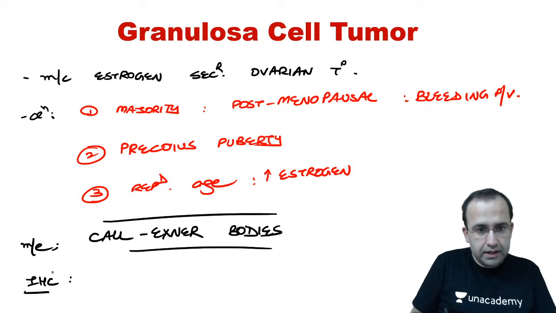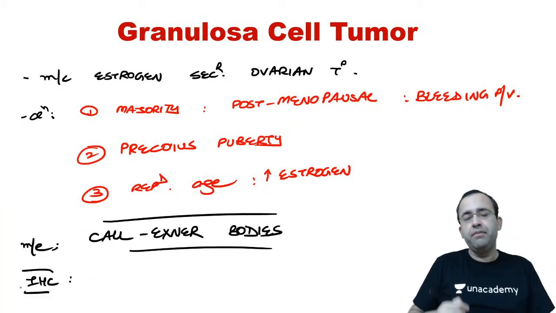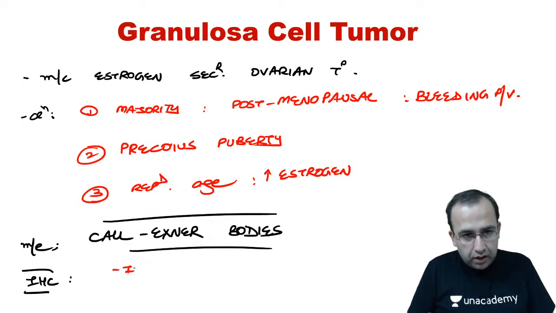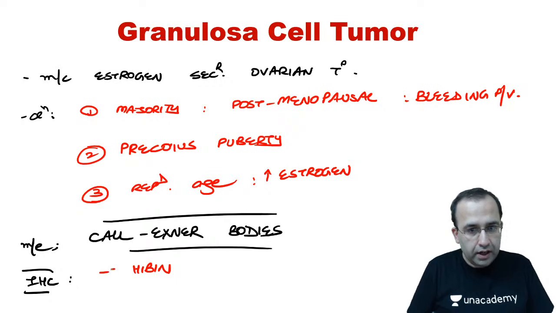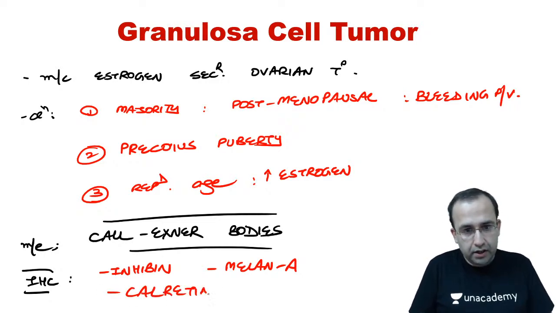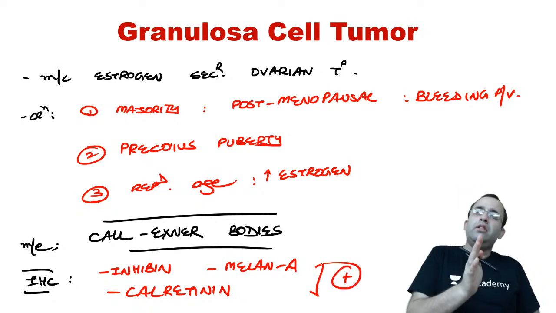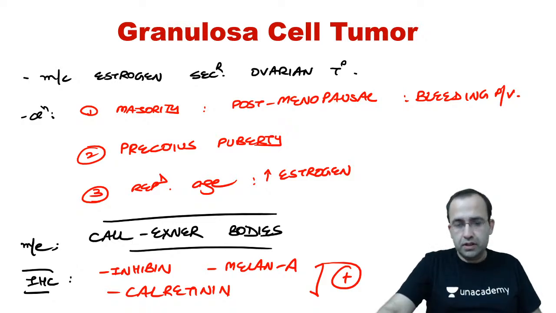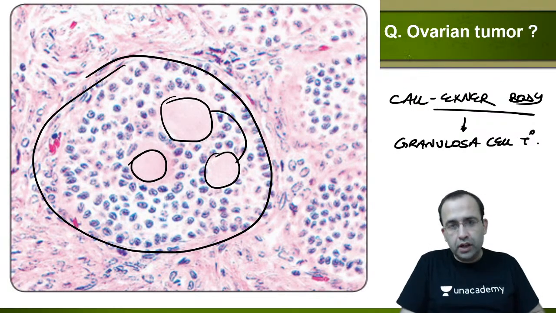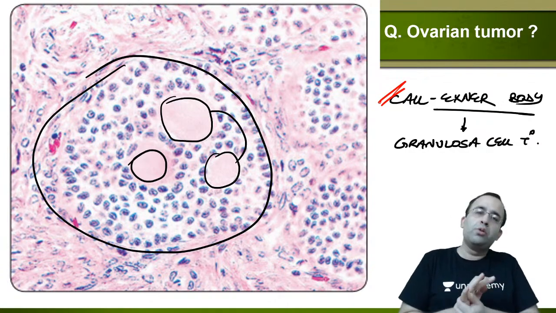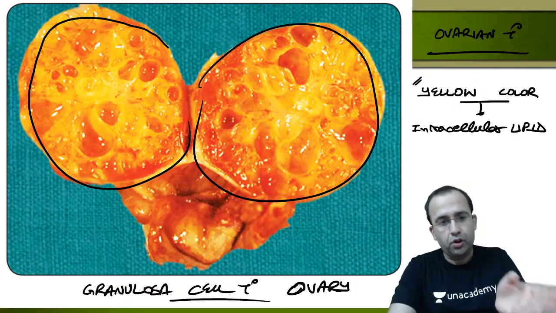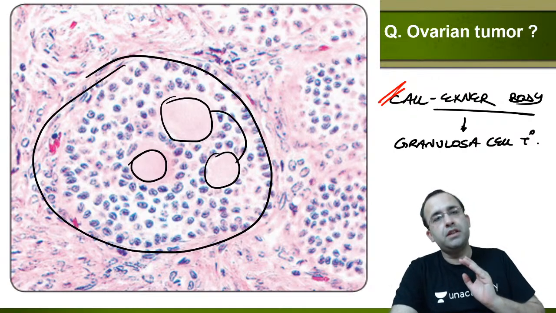Next point, IHC, immunohistochemistry. Granulosa cell tumors are inhibin, melan-A and calretinin positive. This is granulosa cell tumor, and this is what a granulosa cell tumor Call-Exner body looks like. So we have seen both the gross as well as the microscopy of the same.